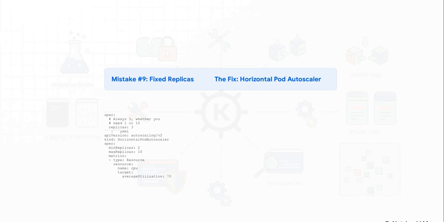Having a fixed number of replicas for your app means you're almost always wrong. During quiet times, you're just wasting money on idle pods, and during a traffic spike, you don't have enough pods, and performance just tanks. The really elegant solution here is the horizontal pod autoscaler, or HPA. You define a minimum and a maximum, set a target like 70% CPU utilization, and Kubernetes automatically scales your application up and down for you. It's way more efficient and cost-effective.